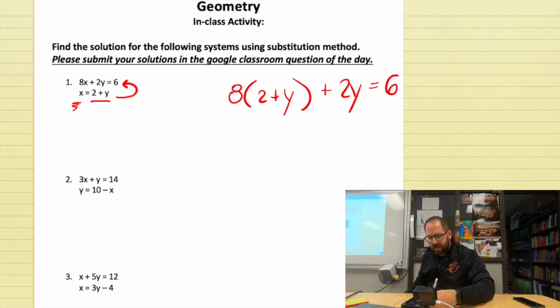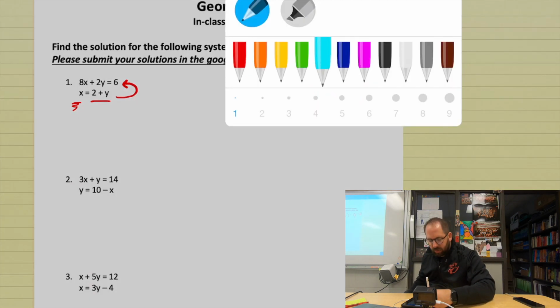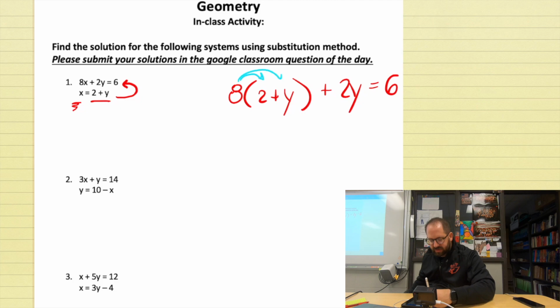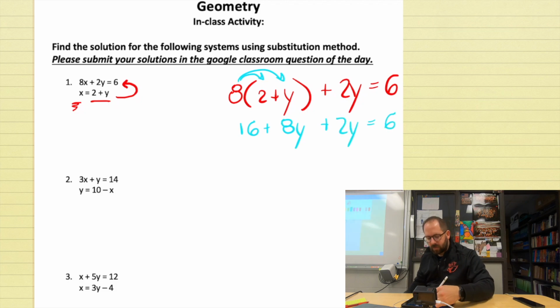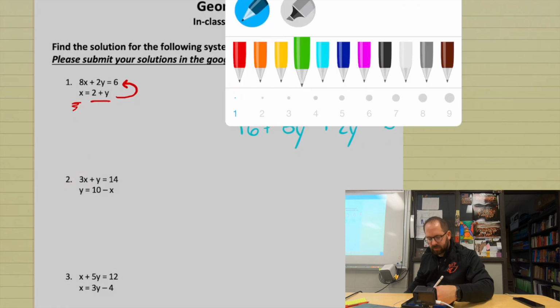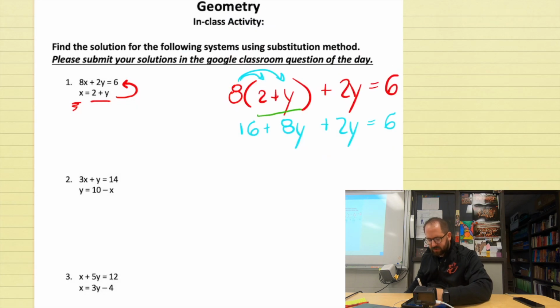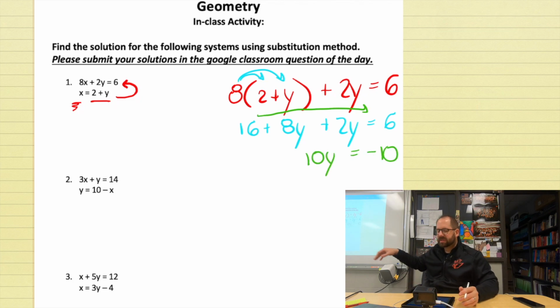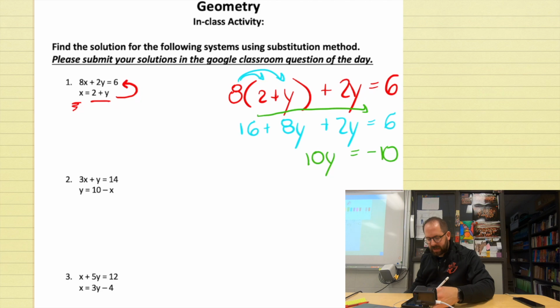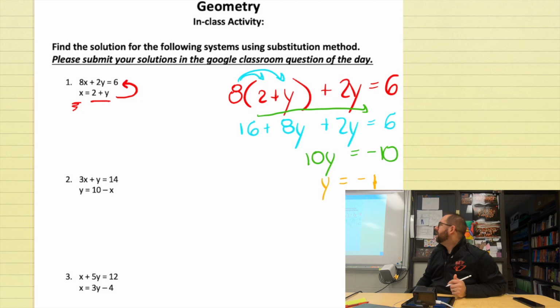And then you just do some simple algebra, right? We distribute the 8 through, multiply it on both, so that's 16 plus 8y plus 2y. And then you just solve from here, right? So I would subtract the 16 across. So if I subtract that over, this equals 10y is equal to negative 10, because it would be 6 minus 16. And then I divide both sides by 10, and my y turns out to be negative 1. That's odd. Let me write the 1. Okay. So I get negative 1.